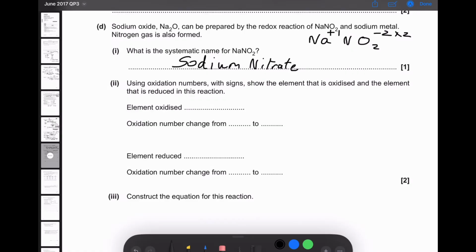So sodium's +1, and nitrogen is, let me just rub that out so I can write it in clearer. If oxygen's going to give us overall -4, what do we need to make a non-charged molecule? Well, nitrogen needs to be +3. So we're going to put 3 in Roman numerals in brackets after the name.